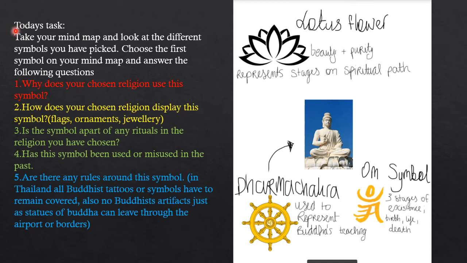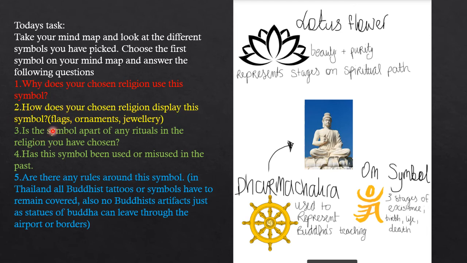In today's task, what you're going to do is take your mind map and look at the different symbols, and you had to pick and choose one of the symbols, or the first symbol that you come to on your mind map, and answer the following questions. These questions are, why does your chosen religion use this symbol? For instance, the cross, why does Christianity use that symbol for their religion, and what purpose does it serve?